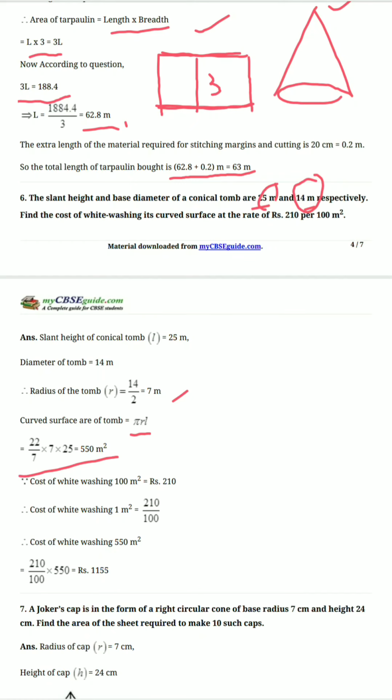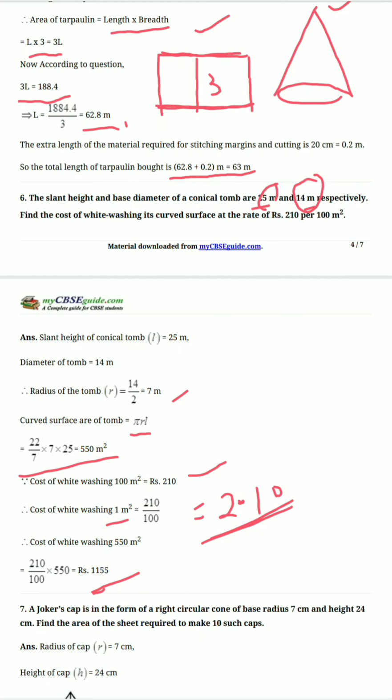So by using the unitary method we will find the cost of 1 meter square. For 100 meter square the cost is 210. So for 1 meter square, we divide by 100. So 210 by 100, that will be 2.10. That will be the rate for 1 meter square, 2.10 rupees. Now to find the total cost, we are going to multiply this rate with the curved surface area. So we will multiply 210 by 100 with 550. So total cost will come 1155.